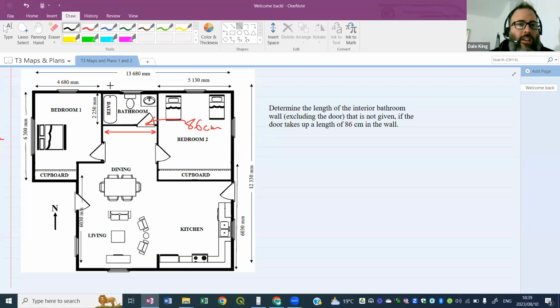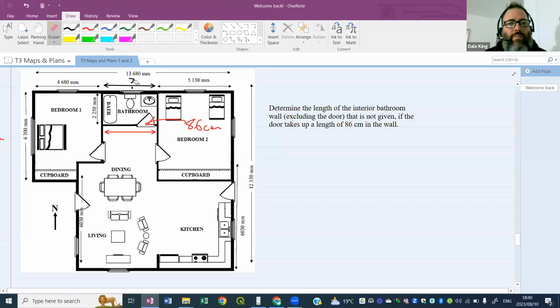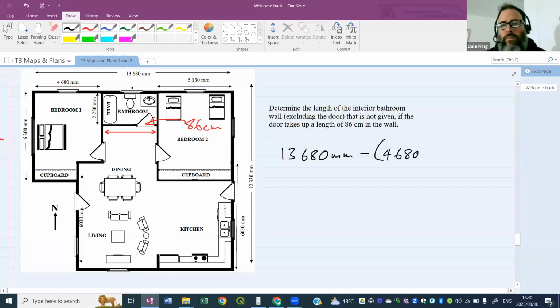So if I drew an arrow here at the top, imagine if there was an arrow there with a dimension, that could help us. Can't we get some numbers in there? Can't we find out what that value is? I believe we can, because we've got some numbers at the top there we can work with. So you're going to take that 13,680 and subtract 5,130 and the 4,680, and then it will give you the length of the bathroom, which will be the number that you're going to subtract 86 from.